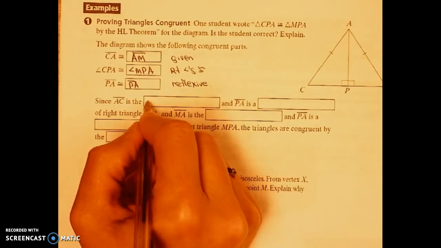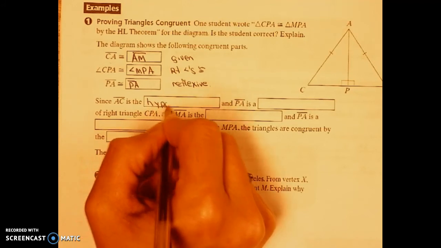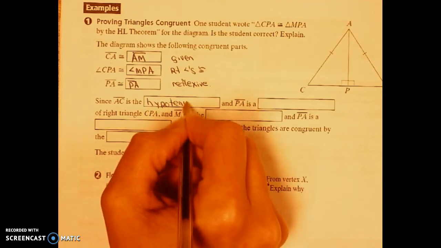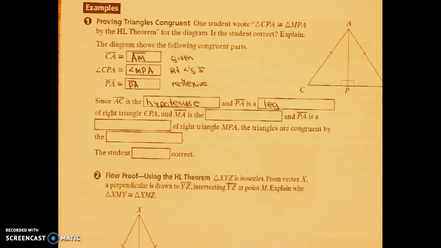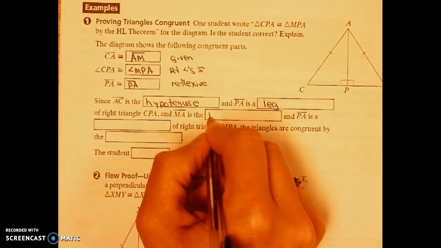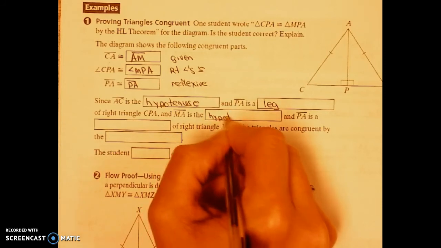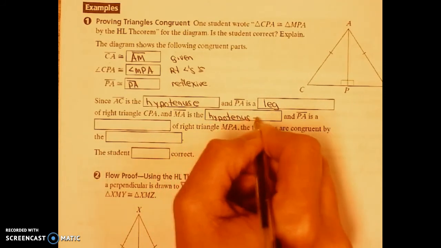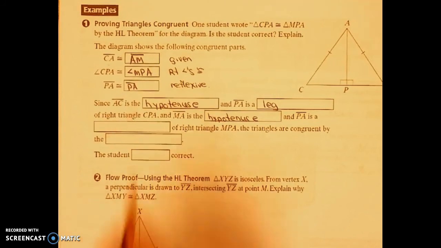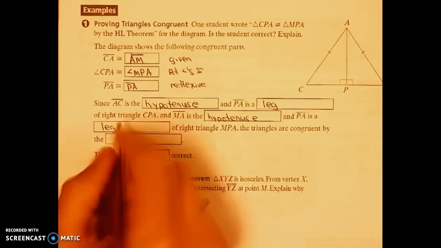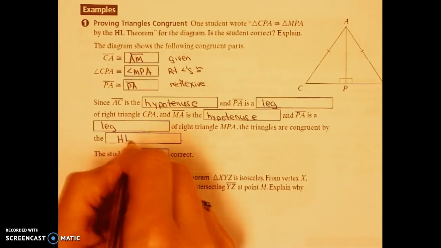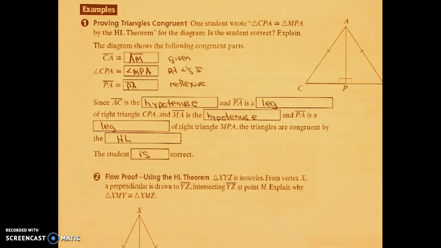Since CA is the hypotenuse, and PA is a leg of a right triangle, and MA is the hypotenuse, PA is a leg of the right triangles, the triangles would be congruent because of this hypotenuse leg.